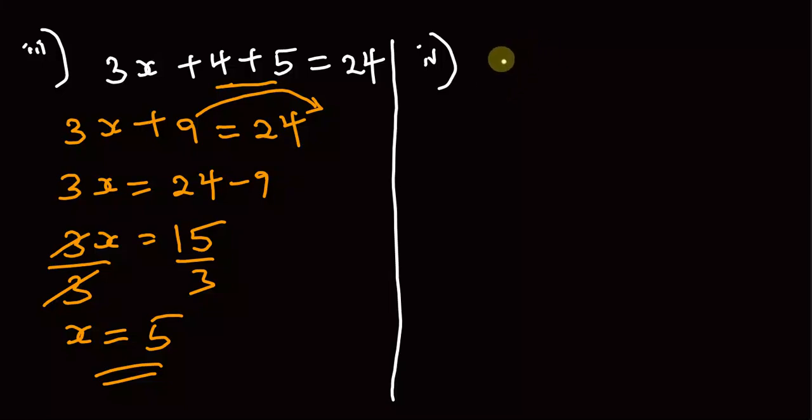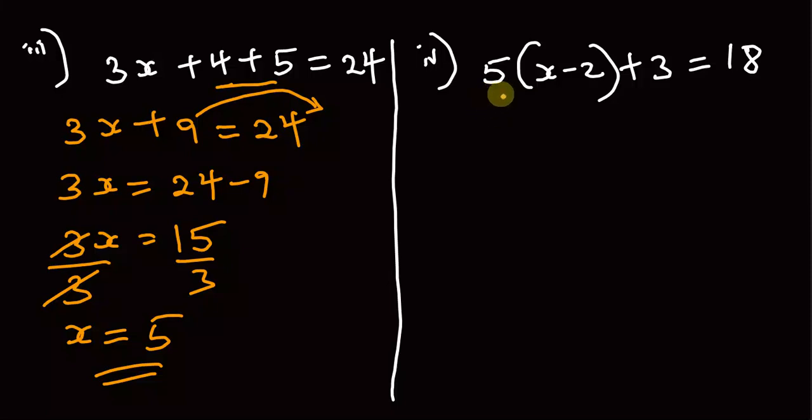Example number 4. What if we have 5 into bracket x minus 2 plus 3 is equals to 18? Let's solve it. We again open the brackets. 5 times x is 5x, then minus 5 times 2 is 10, then plus 3 is equals to 18.